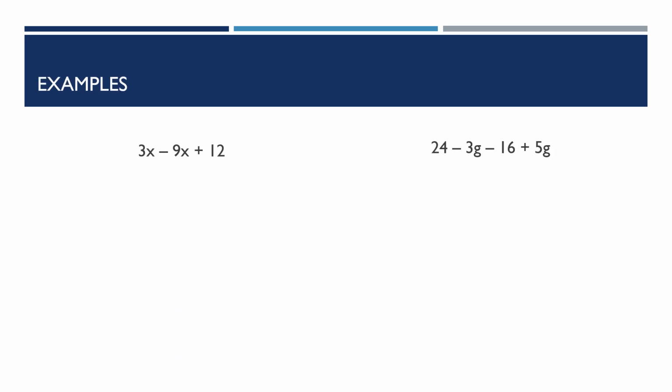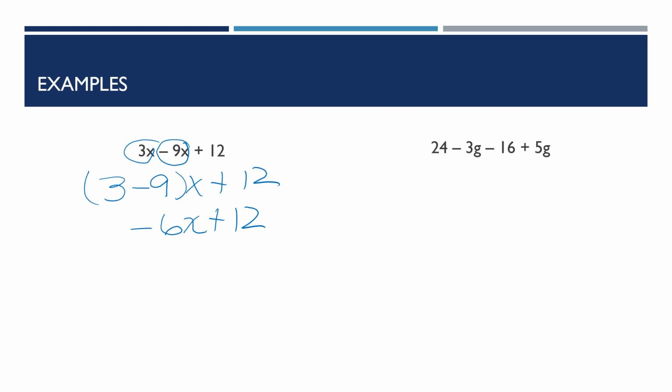Okay, so let's look at a couple more examples. I have the 3x and the negative 9x, and when I combine them, what I'm combining is the 3 minus the 9. So we're subtracting those. So 3 minus 9 is negative 6x plus 12. And we can't combine them any further. 12 does not have an x.